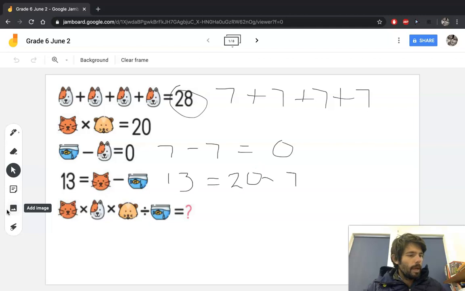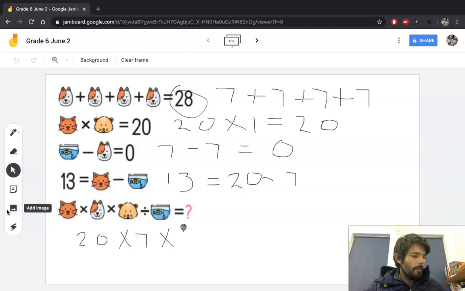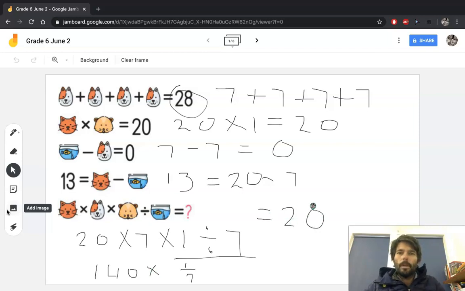So if I have 20 for the cat, it must be multiplied by 1 to get me the answer of 20. And then right at the bottom, I should have 20 multiplied by 7 multiplied by 1 divided by 7. Okay? So as I said before you started, division needs to come first. So 1 divided by 7 is the same as 1 over 7. Then we can go 20 multiplied by 7, which is 140. 140 multiplied by 1/7 is going to give me an answer of 20. Okay, so you can see it's a little bit more tricky than it has been in the past, and the key here is to remember the order of operations.